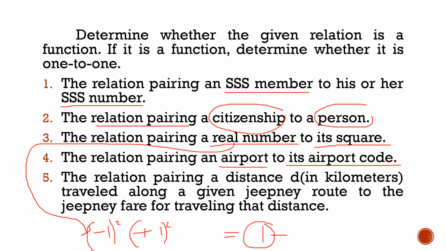So as you can see, the relation is a function, since each distance traveled along a given jeepney route has an official fare. For example, 8 pesos for the first 4 kilometers, and an additional 2 pesos if we exceed 4 kilometers. Therefore, there is an official rate for each route of this jeepney.